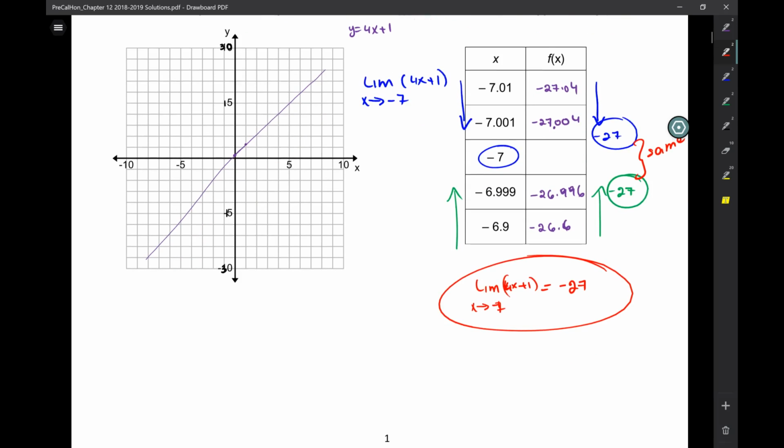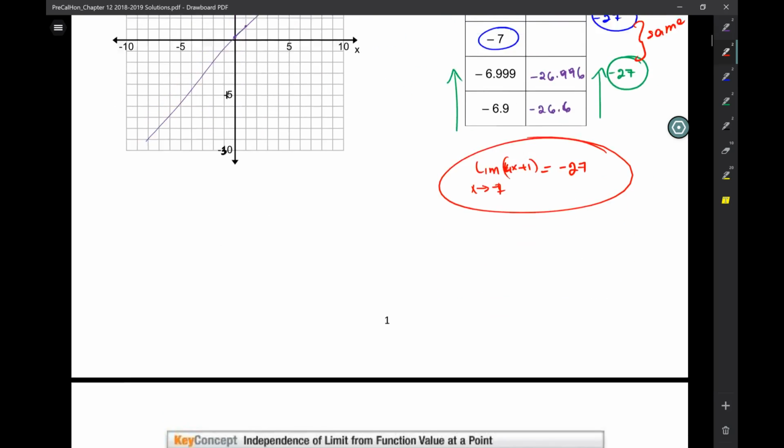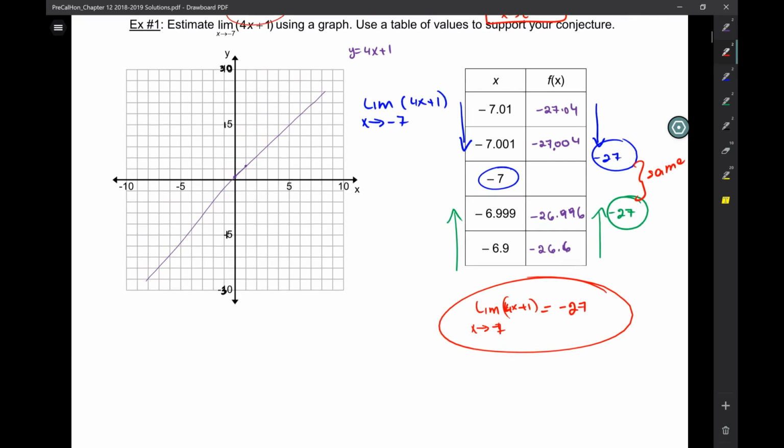All right. So the point is they have to approach the same value from both sides. Because it's approaching -27 from the one side and -27 from the other side, because it's approaching the same value of -27, then we say the limit is -27. It doesn't matter what the function is.